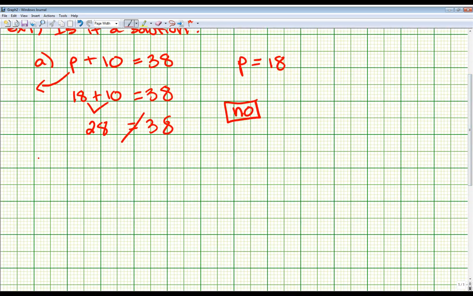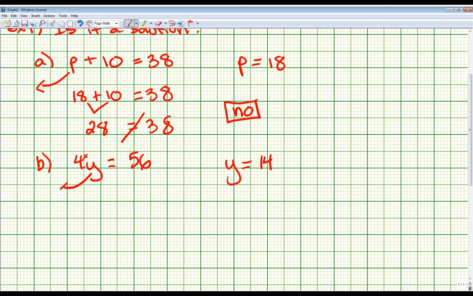For item B, the equation they give us is 4y equals 56. And I'm going to remind you that when you have a number and a letter, it means multiplication. So I'm going to put a little times symbol there to remind us. Then over here it tells us, oops, it's not a P this time, it's a Y. They tell us that Y in this case is going to equal 14. So what we have here is 4 times y equals 56. And they want to know if y was 14, if that's a solution.